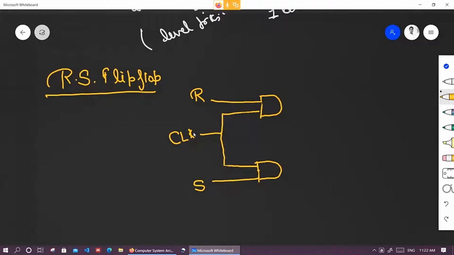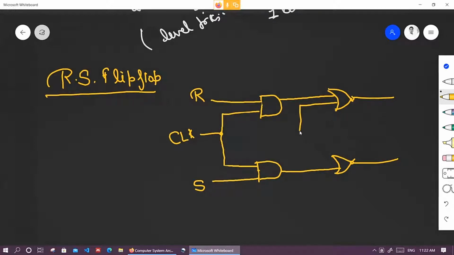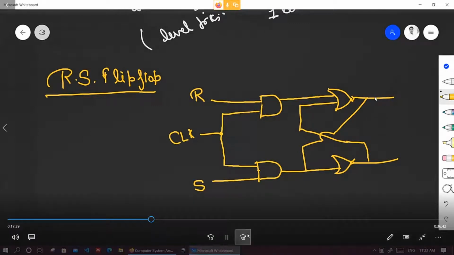Fine. Now we follow our NOR logic from here. So NOR logic will be again the same we have used in the RS flip-flop. So this design is something like this. Then we have a NOR gate. Again we have a NOR gate, and there is a jump.